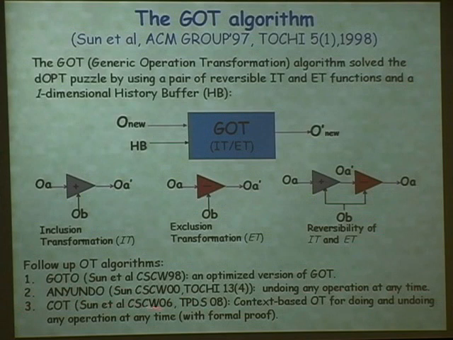And in recent years, the newest result, published 2 years ago and also extended this year, is the COT algorithm, context-based operational transformation. This is based on a new framework of theory and also with a new capability, with the integrated capability for supporting do and undo at the same time, with formal proof and implementation.